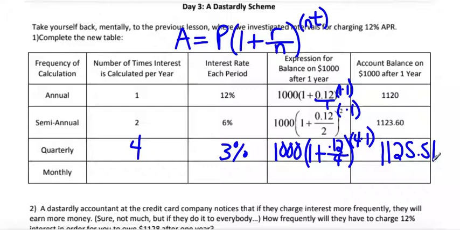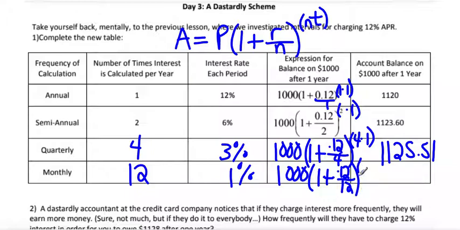And again, if we compound monthly, 12, so that's the 12% divided by 12, so you're only getting charged 1% each time. So 1,000, 1 plus 0.12, divided by 12, to the 12 times 1. Okay, just using that formula again. Obviously, I can't fit anything in my boxes. 1126.83.